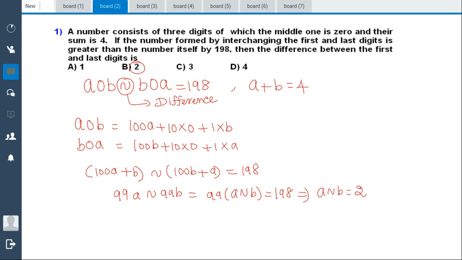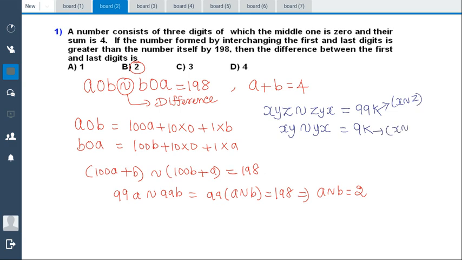Now, how do you solve this problem without using pen or pencil? So what is the concept? Please note that the difference between any three-digit number and the number obtained by reversing the digits is always going to be a multiple of 99. Similarly, the difference between any two-digit number and the two-digit number obtained by reversing the digits is always going to be a multiple of 9. And moreover, this k is nothing but the difference between the first and last digits.